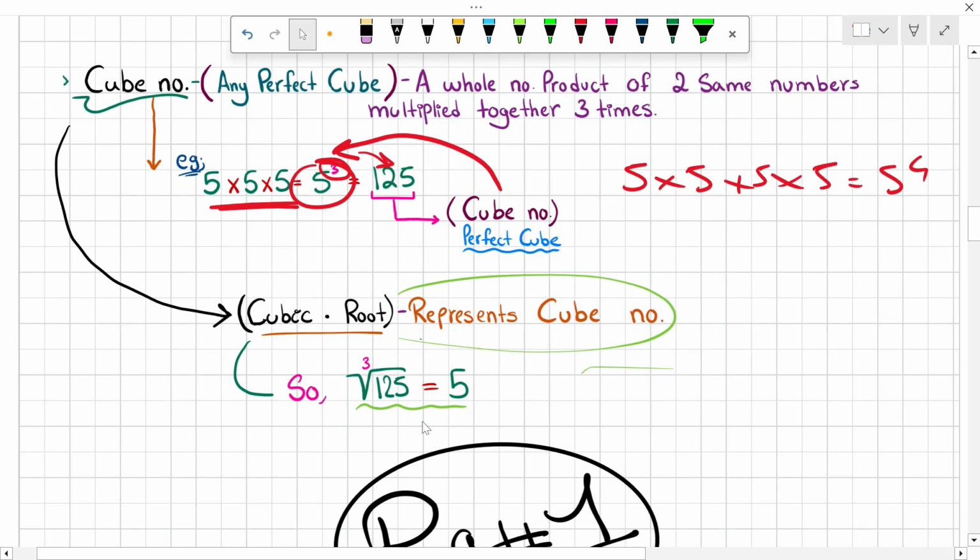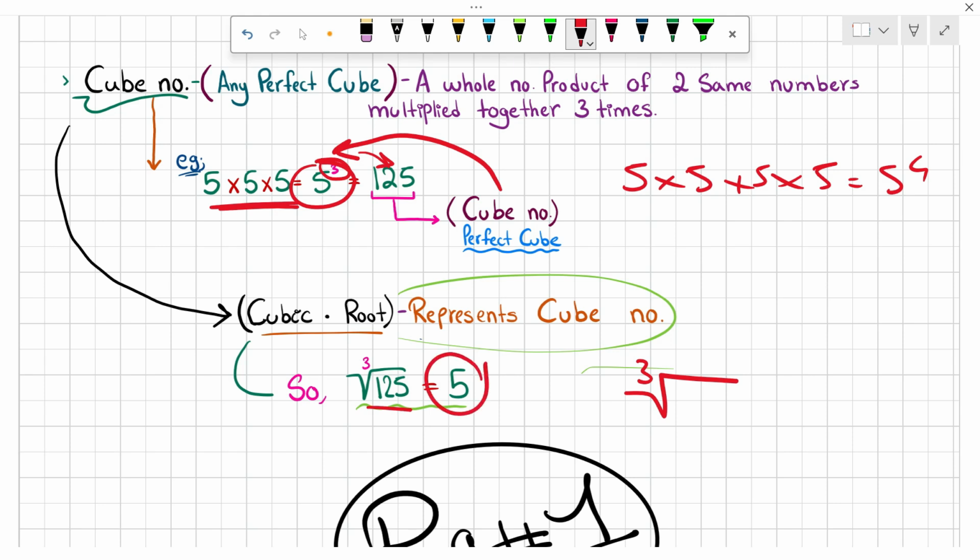Since a square root represents a square number, a cube root represents a cube number. So the cube root is usually written as your square root with a 3. And the cube root of 125 is 5.